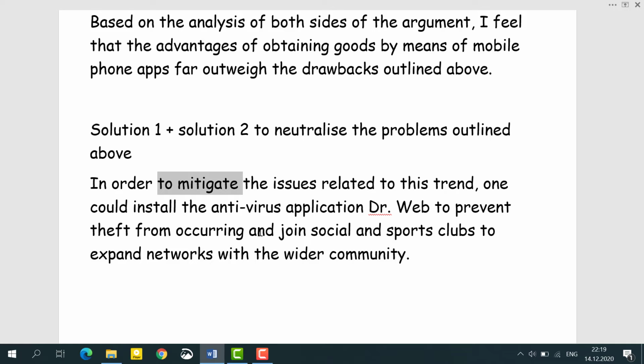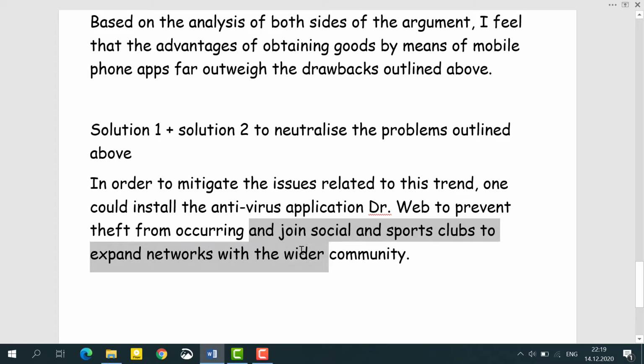Okay, so in order to mitigate the issues, which means the problems related to this trend, one means a person could, not can, but could, okay, I'm trying to be more polite, install the antivirus application Dr. Web. So here we need to use the, because we know what kind of application we're talking about. There's only one application Dr. Web, and therefore we need to use the. Why? To prevent theft from occurring, because we mentioned theft in our first body paragraph. Okay, occurring means happening, and join social and sports clubs to expand networks with the wider community.